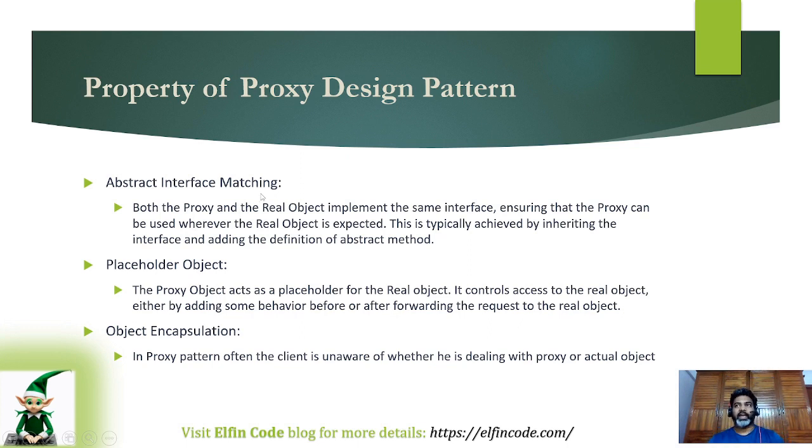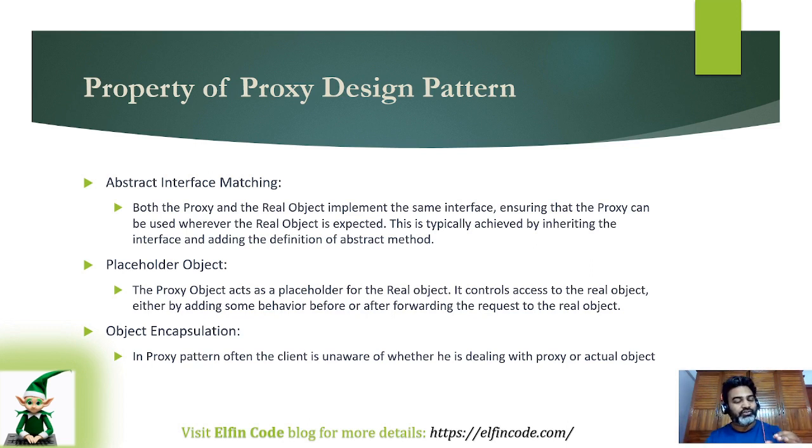Now, the first property says abstract interface matching. When you have a proxy object, a real object, and a client, and the client interacts with the proxy object, he is under the impression that he is interacting with the actual object, whereas he is actually interacting with the proxy object. So the proxy as well as the actual object definition should be the same.